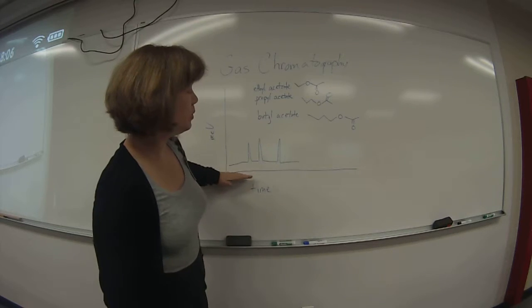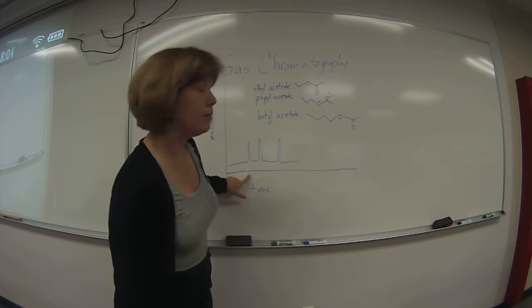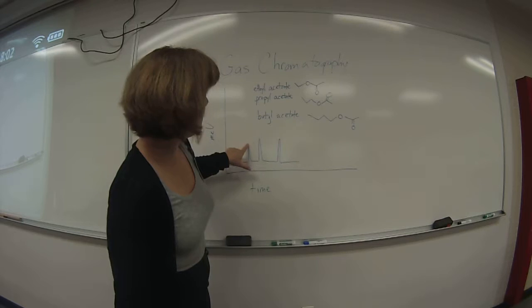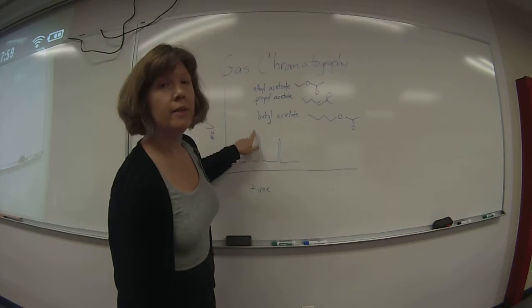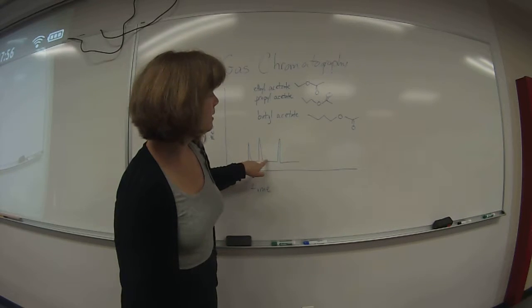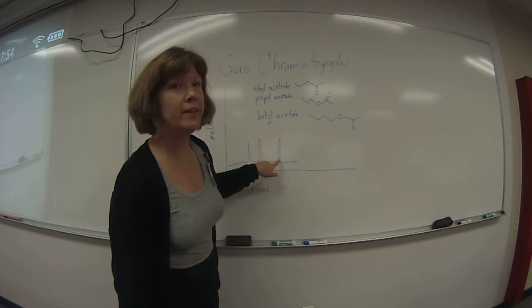And as time goes by, when a compound comes off the column, you'll see a peak in the graph. More time passes, and then you'll see another peak in the graph. More time passes, you'll see another peak in the graph.